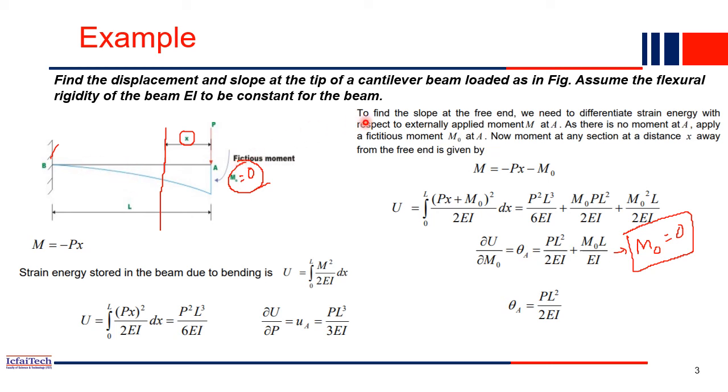So using this method, very quickly we can compute the slope and deflection by just writing the energy equation and taking the first derivative. We will get force, slope and deflections.